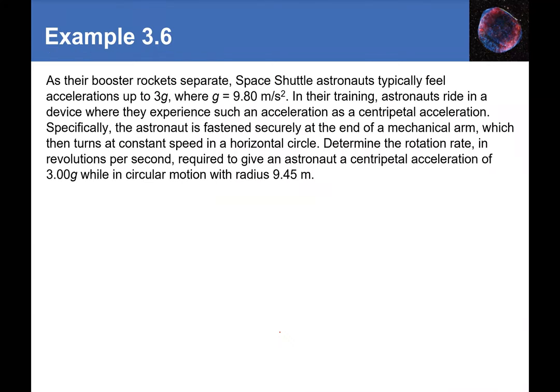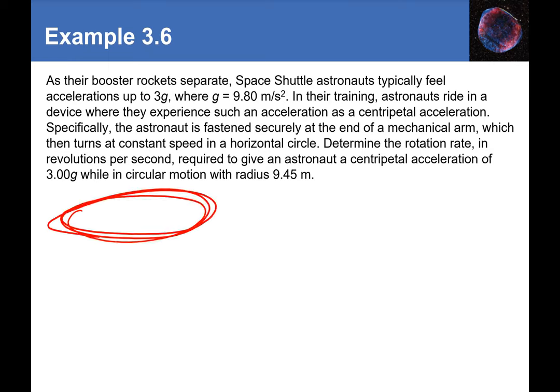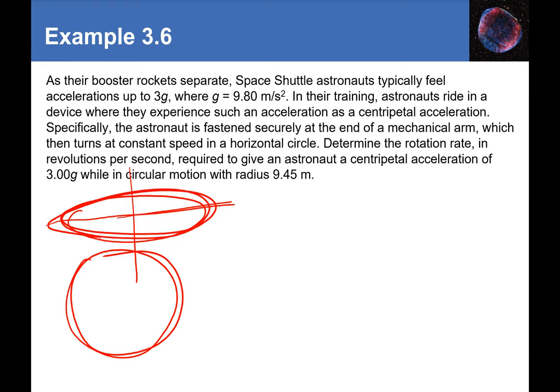All right, so then here's an example. As their booster rockets separate, space shuttle astronauts typically feel acceleration up to 3g, which means 3 times the acceleration due to gravity, where g is 9.8 meters per second squared. In their training, astronauts ride in a device where they experience such an acceleration as a centripetal acceleration. So that's why they go through very rigorous training. Specifically, the astronaut is fastened securely at the end of a mechanical arm, which then turns at a constant speed in a horizontal circle. Okay, so a horizontal circle means like this. Compared to that, there's also a vertical circle, which is like that. This is kind of like the two, along the x-axis, right?